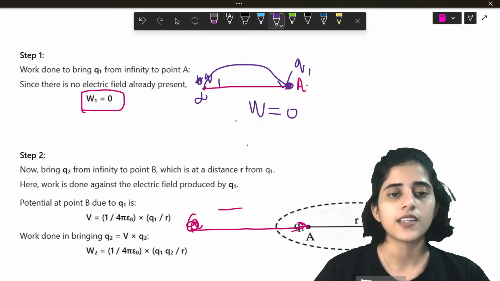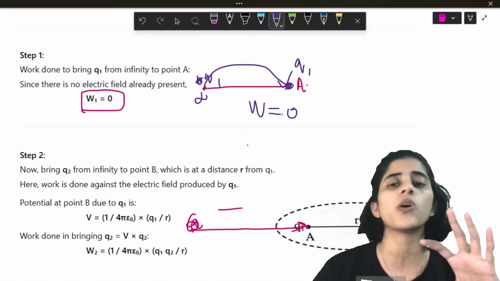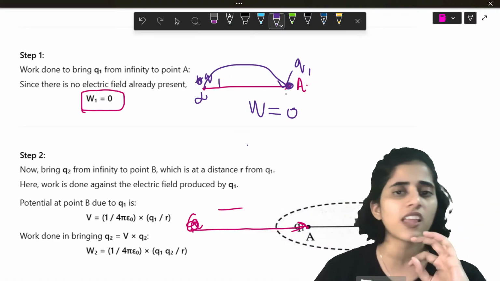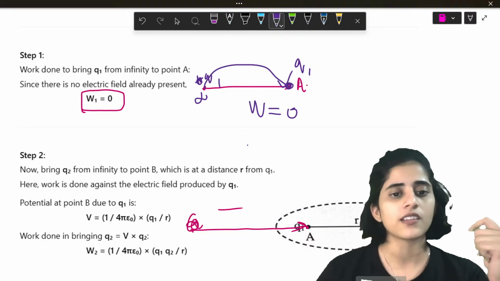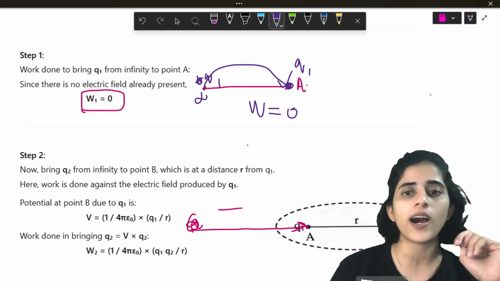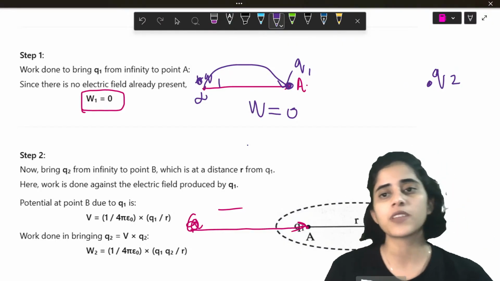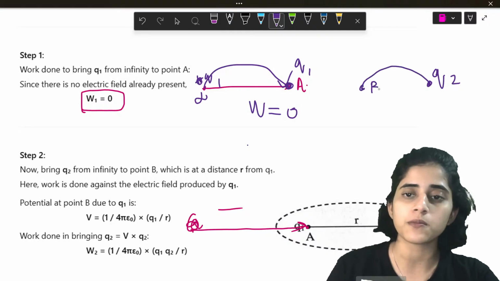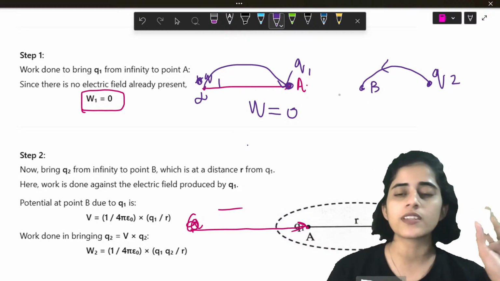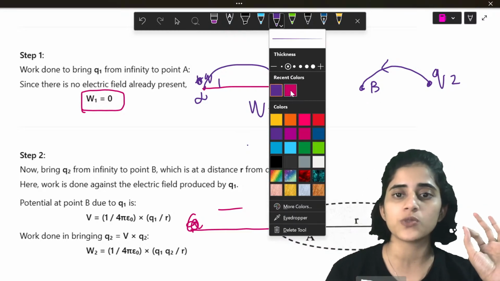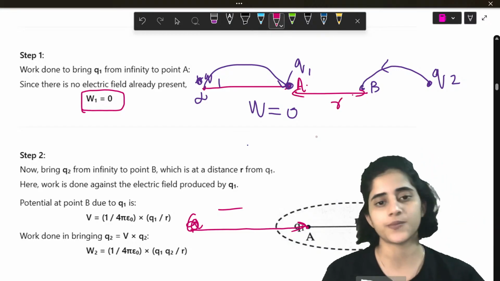Okay. Now here, there is no work done because there are no other charges. There's nothing for it, there's no force to act on it. Now, the second thing I'm going to do, I will bring a charge Q2 from infinity to another point B, which is at a distance R from Q1. So this distance is R.